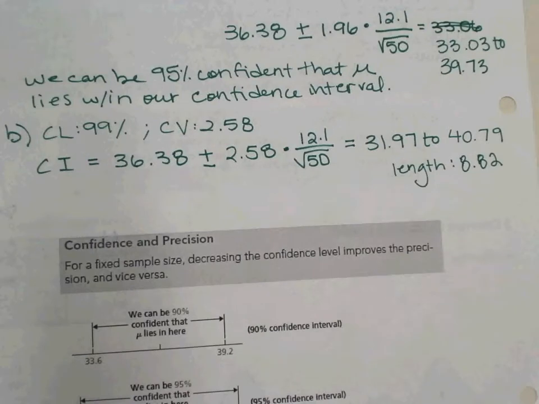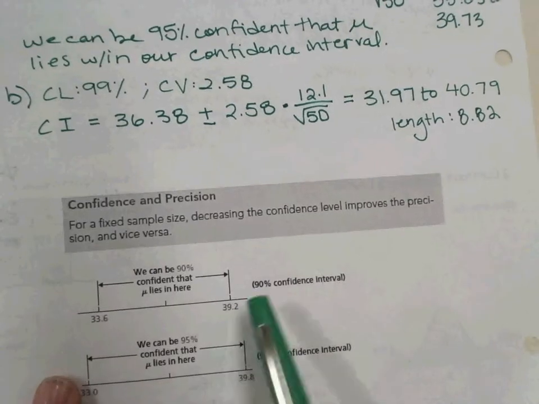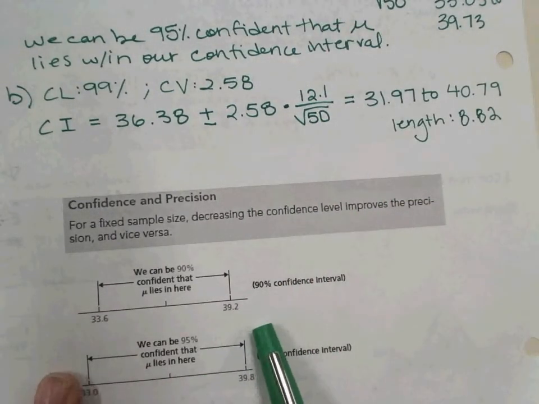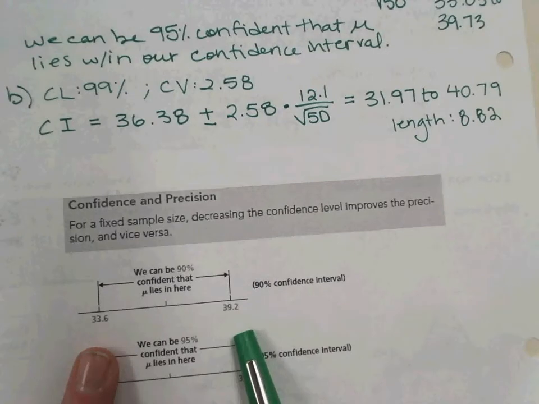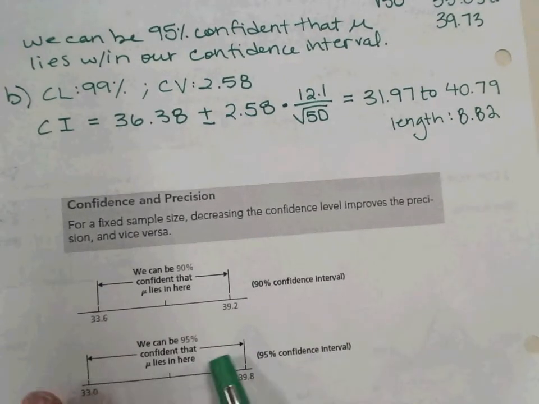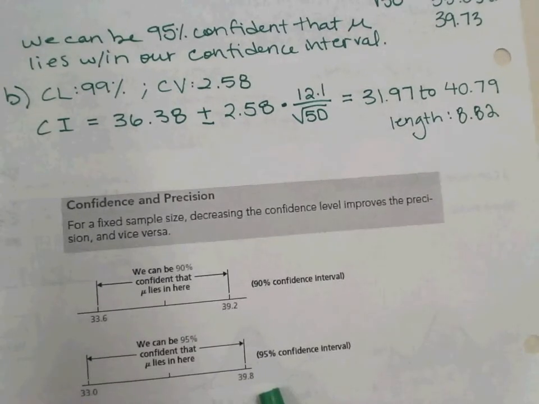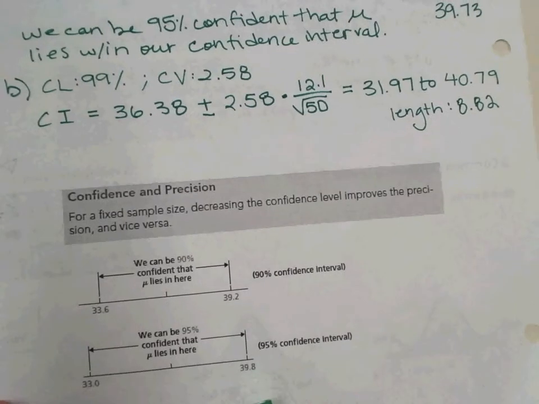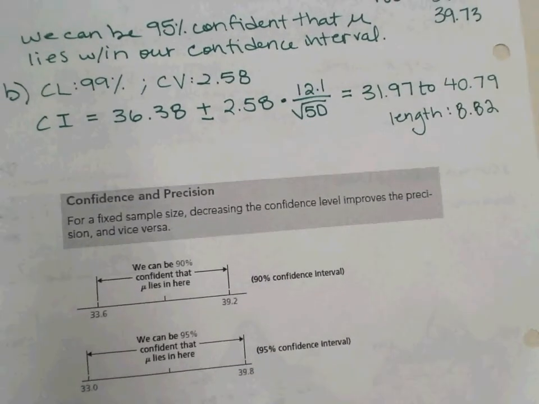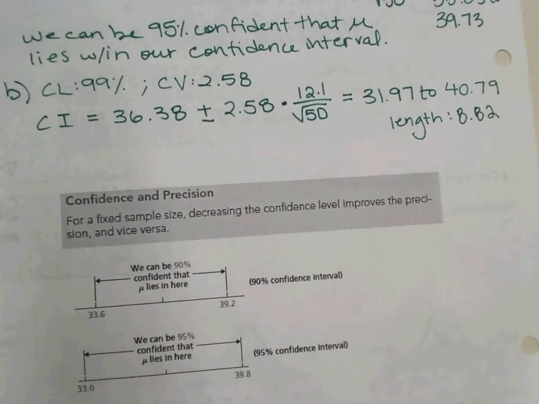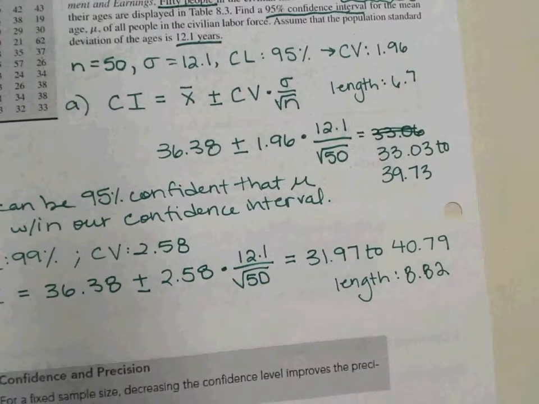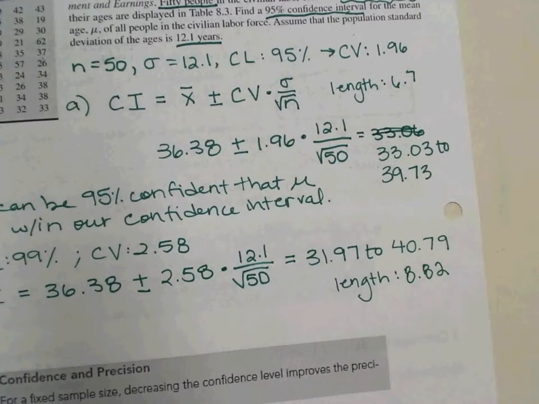The length of the confidence interval is what we're talking about when we say precision. So for a fixed sample size, decreasing the confidence level improves the precision or makes that length smaller. And you can see that here. For the 90%, we didn't do the 90%, but it's here. You can see 33.6 to 39.2. And then for the 95%, we did that one. It was 33 to 39.8. And then if we were to put the 99% down here as well, we would go down to 31.97 to 40.79. It just gets bigger with higher confidence levels.